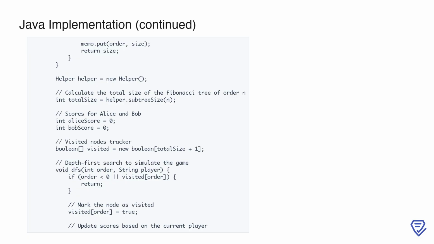We then initialize scores for Alice and Bob, which will track how many nodes each player claims during the game. To keep track of visited nodes, we create a Boolean array called visited, where each index corresponds to a node in the tree. Now, to simulate the game, we define a depth-first search function, DFS. This function takes the current node order and the current player's name as arguments. If the node order is invalid, meaning it's negative, or if the node has already been visited, the function simply returns. Otherwise, we mark the current node as visited and proceed to update the scores for the current player. This ensures that nodes are only visited once and that each player's score reflects the nodes they've claimed.